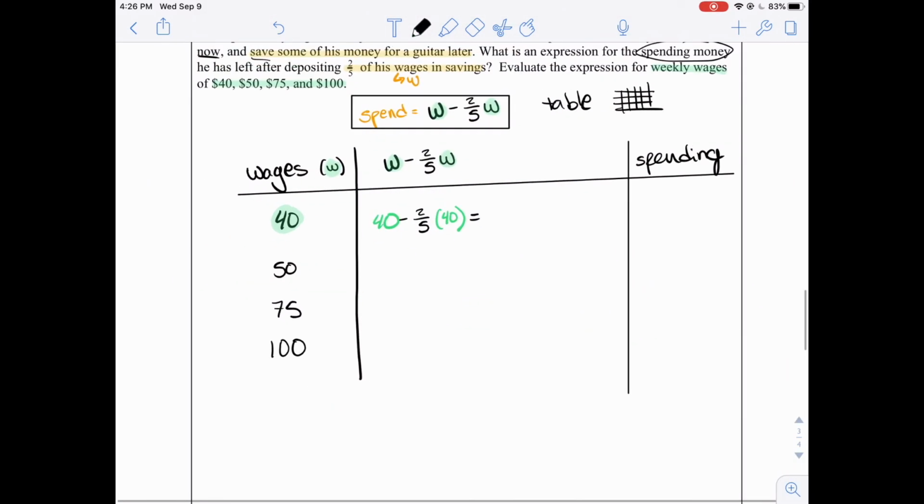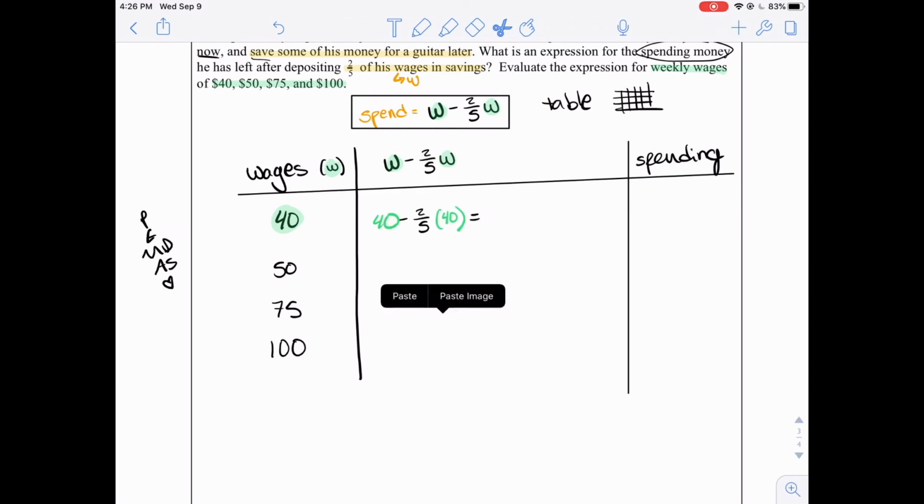So let's look at our PEMDAS. We love it. Okay, so parentheses. We have some parentheses, but there's nothing to do inside of them because it's just 40. So we're done. We don't have any exponents. We have multiplication and division, from left to right. So we'll start with our 2 divided by 5, which is 0.4. So we're going to leave the rest the same. So we have 40 minus 0.4 times 40.